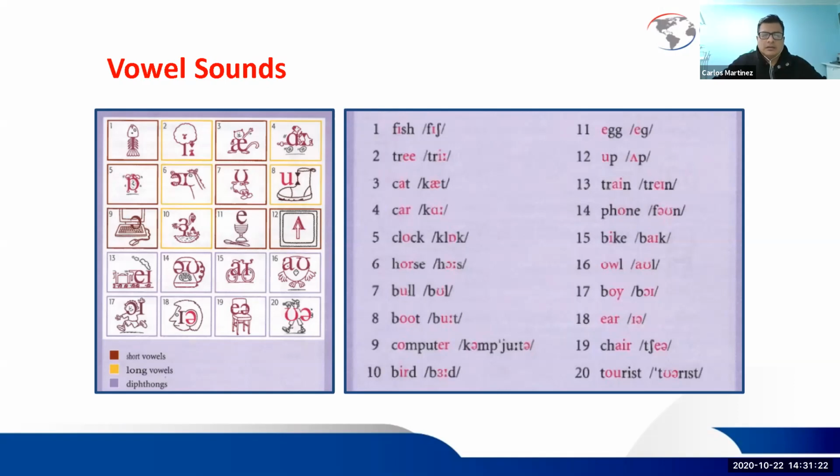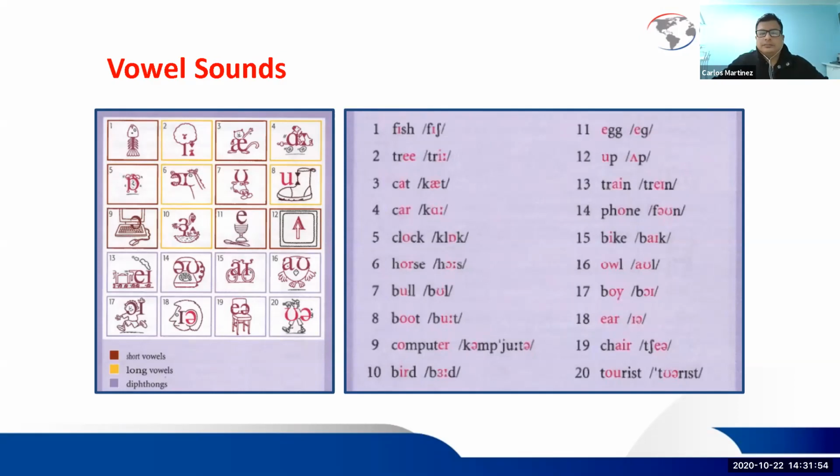Okay, a, telephone. Then we have the i, by, owl, boy, the ear, the chair, and the tourist. So these are the different vowel sounds in the English language. We have 20, and if you can learn them and practice them, you will be able to pronounce any word in the English language. Today we're going to talk about vowels, and on Saturday we're going to talk about consonants, okay?